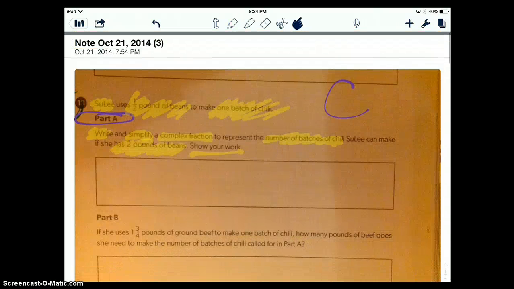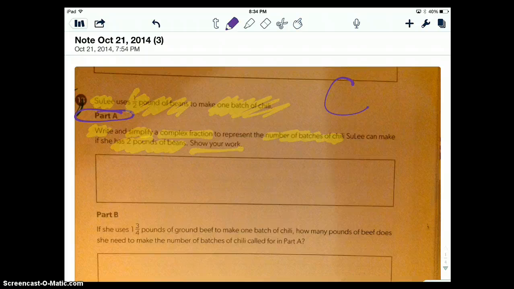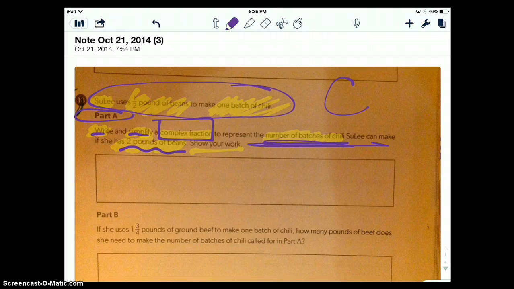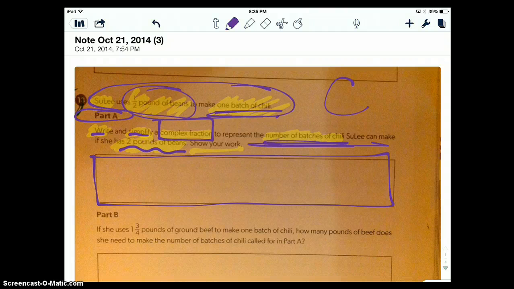Those are both examples of complex fractions. So if we go back up, in part A, you are writing and simplifying a complex fraction to represent the number of batches of chili Sue Lee can make if she has 2 pounds of beans, knowing that Sue Lee uses a half pound of beans to make one batch of chili. So you have 1 minute right now. I'm timing it. Try to figure out something. If you have to, guess, draw a picture, do something for 1 minute. Go.